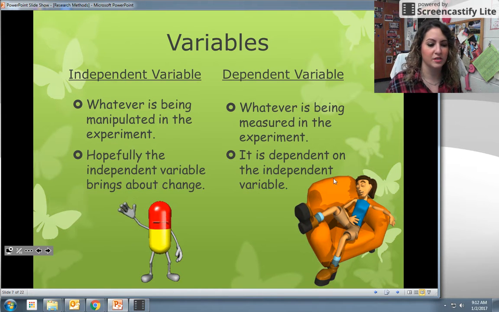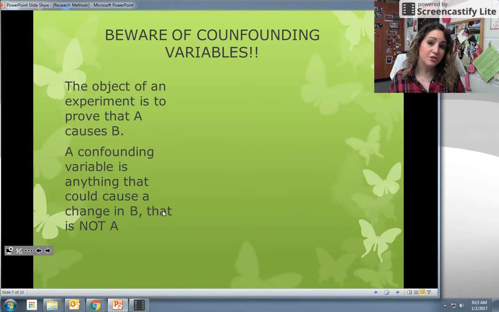So if you're measuring some sort of drug and how that changes sleep patterns, the drug itself is the independent variable. How it changes your sleep patterns, the amount of sleep you got, or how awake you are, that's the dependent variable.